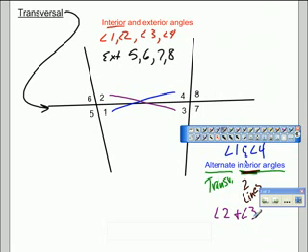Yes, sir? No, they would just be interior angles. 1 and 3 would be called same side interiors, which I think is next.